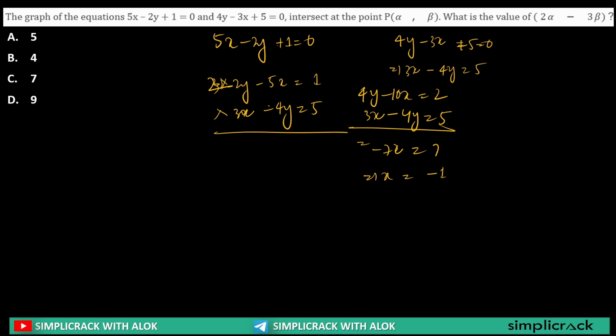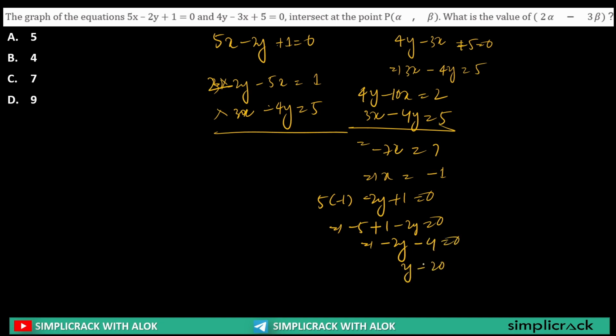Now if we put this value in this equation, it will be 5 into minus 1 minus 2y plus 1 is equal to 0. So minus 5 plus 1 minus 2y is equal to 0. So minus 2y minus 4 is equal to 0. So y plus 2 is equal to 0. So y is equal to minus 2. So we find out the value of y.